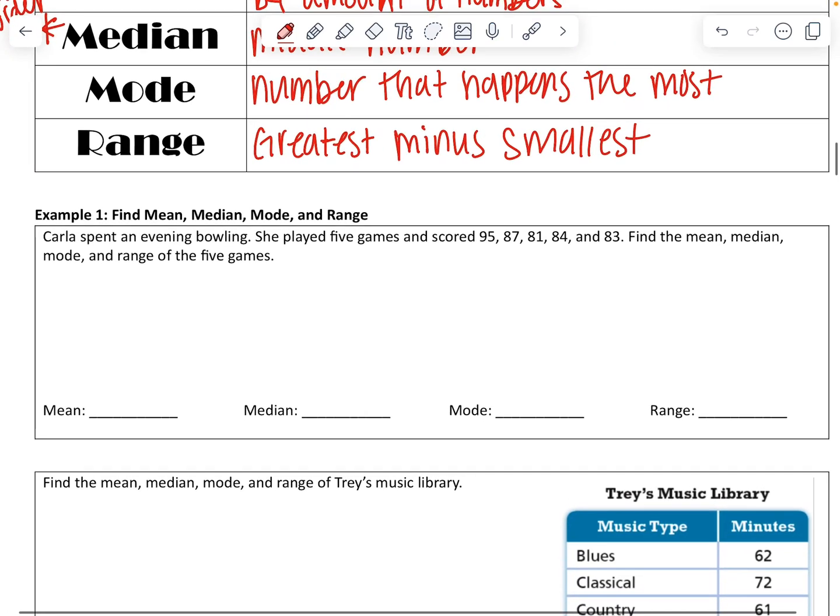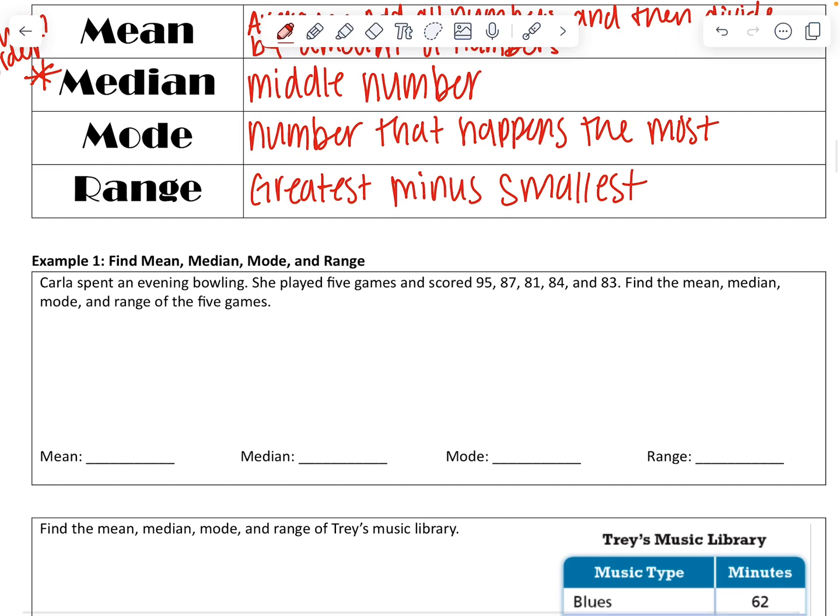It says, Carla spent an evening bowling. She played 5 games and scored 95, 87, 81, 84, and 83. Find the mean, median, mode, and range of the 5 games. The first thing I'm going to do is put them in order from least to greatest. So 81 and 83. Remember, I always cross them off as I go to make sure that I have the correct amount. 84 and 87. And then 95.